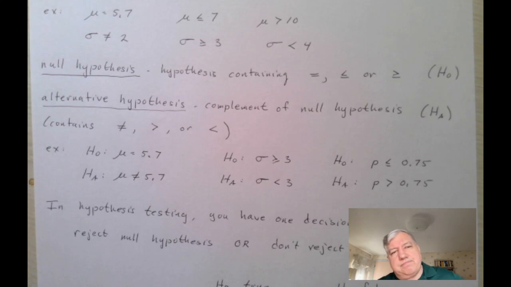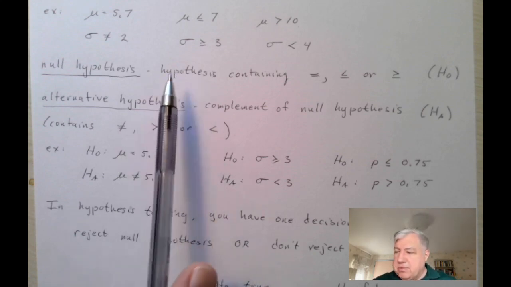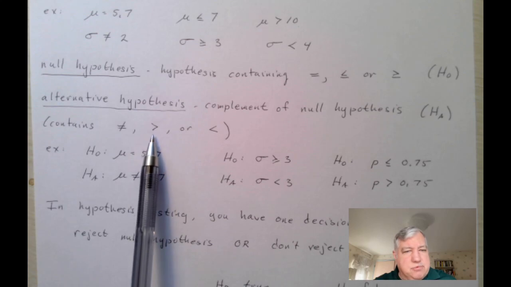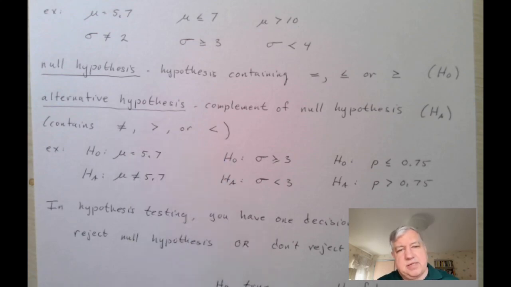So the null hypothesis could be a claim, it might not be, but it has to have a statement of some kind of equality in it. Then the alternative hypothesis is the complement of the null hypothesis, and we denote that by HA. And this will contain either the not equal sign, strictly greater than sign, or strictly less than sign, but it has to be the complement of the null hypothesis. So that means exactly one of these statements is true.